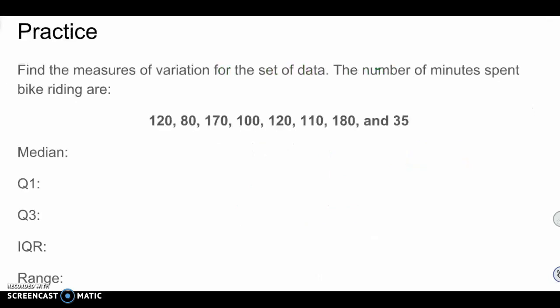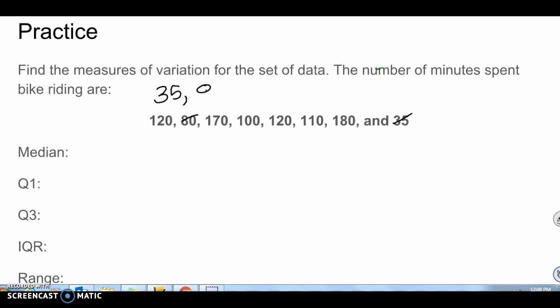All right, let's try this one together. We're going to find the measures of variation for the set of data. This is the number of minutes spent bike riding. The first thing we're going to do is order our data from least to greatest. Our smallest number is 35.